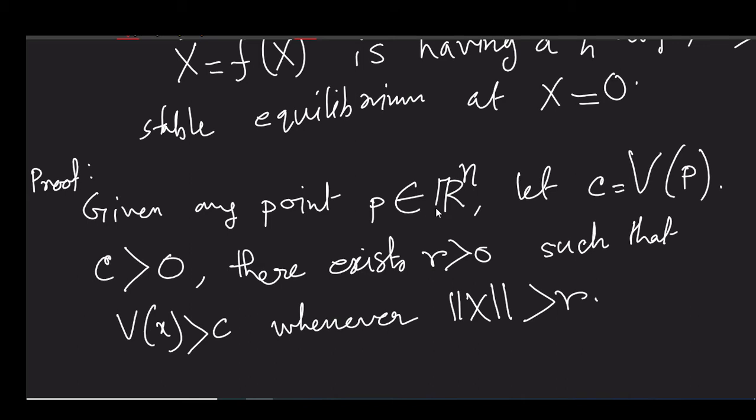Now thus, like the previous argument, we can have a region omega c that belongs to the ball B_r, which implies that omega c is bounded.